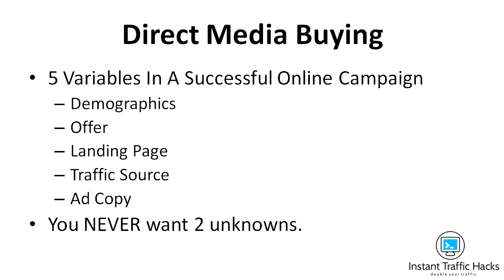there are 5 variables that come into effect. And if something's not working, it usually comes down to one of these 5 variables. You can almost always trace it back to one of them. So the first one is demographics. This is the people that you're targeting, right? Who is the person you're putting your offer out in front of?